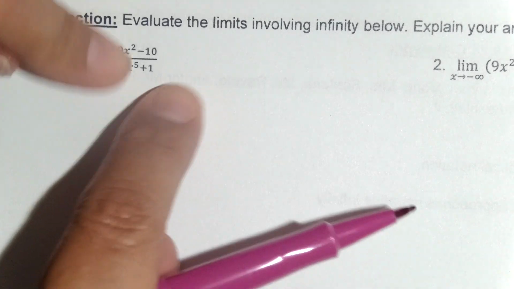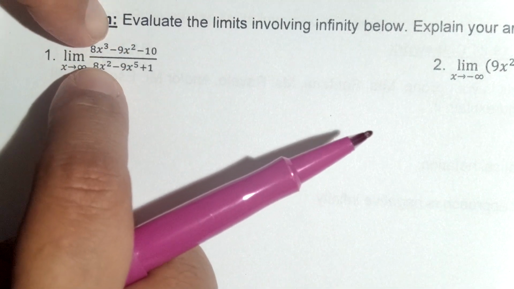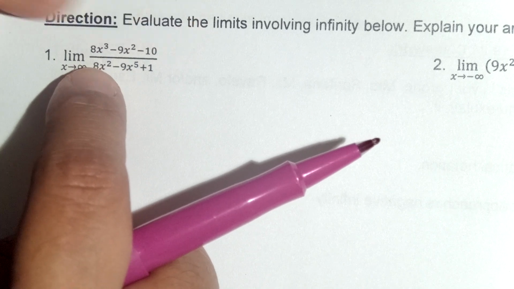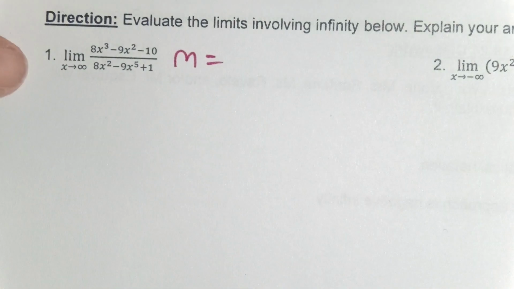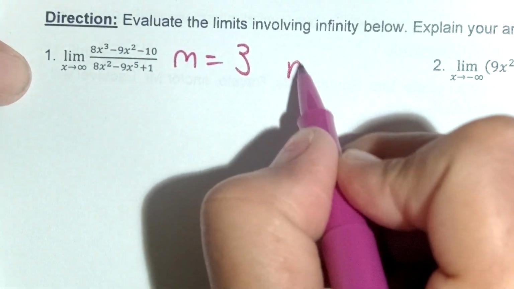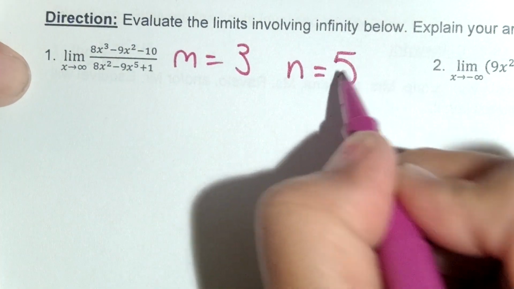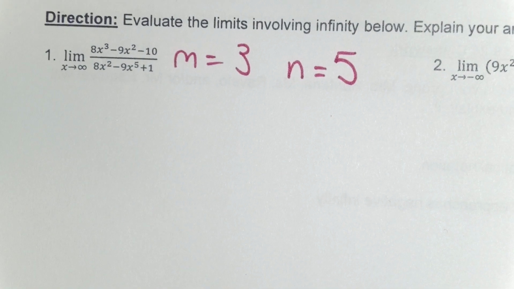Okay, again, we're not looking just at the first one. We need to look at the largest in the numerator and the denominator. So, what is the largest exponent in the numerator? What is the largest exponent in the denominator? 5. Good. Okay, now, we have to do what?